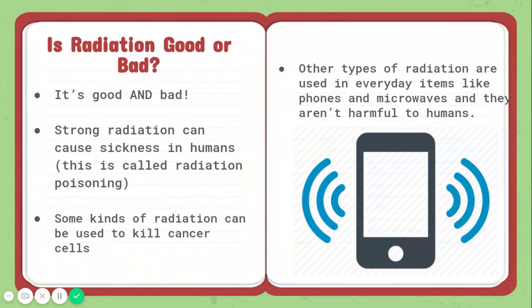So is radiation good or bad? It's both. Strong radiation can cause sickness in humans. This is called radiation poisoning. Other kinds of radiation are beneficial. It can be used to kill cancer cells. And other types of radiation are used in everyday items like cell phones and microwaves, and they aren't harmful to humans.